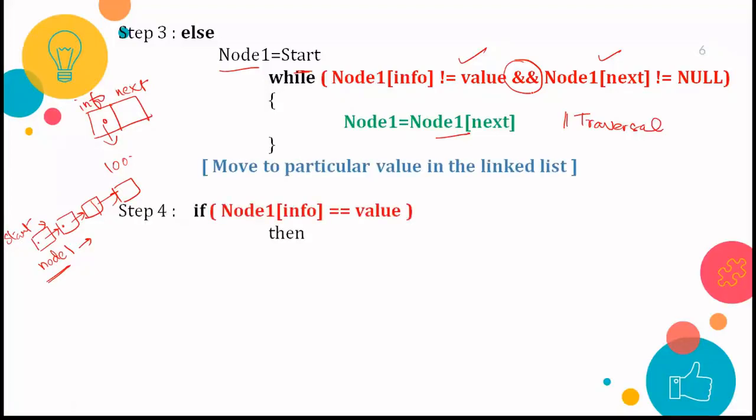And finally, by following this condition, we will move to the particular value in the linked list that we were searching for, right? And finally, if node 1 information contains the value that we wanted to search, let's say we were searching for 100, and we found that value, then a new node will be created.